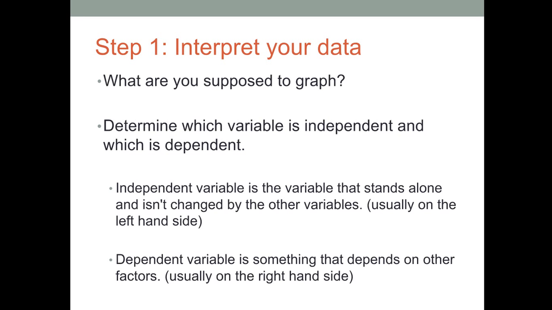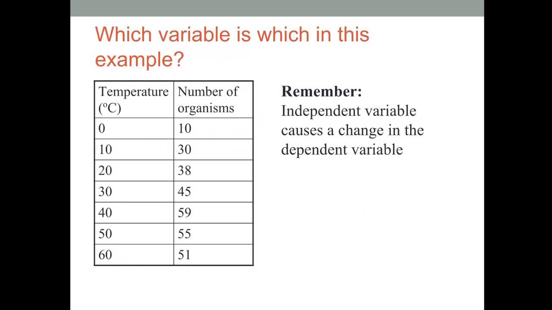The experimenter is the one that changes that. Typically, if we are looking at a data table, the independent variable is going to be found on the left-hand side of that data table. The dependent variable depends on what's going on with the independent variable, so that will change based on the different changes in the independent variable. This is usually found on the right-hand side of a data table. So if we were to look at our data table here, we need to determine which variable is which.